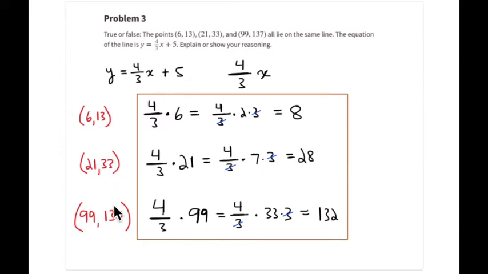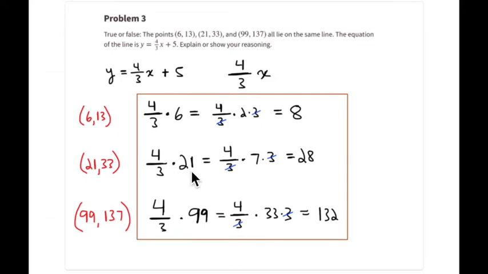If I don't get a whole number as an answer, so in other words, if the x coordinate is not divisible by 3, then it's not going to be a solution to this equation, and it's not going to lie on this line. Because in each case, y has to end up being a whole number. So 4/3 times 6. 3 is a factor of 6. Factor out the 6 to 2 times 3, and the 3's cancel. You get 4 times 2 is 8.